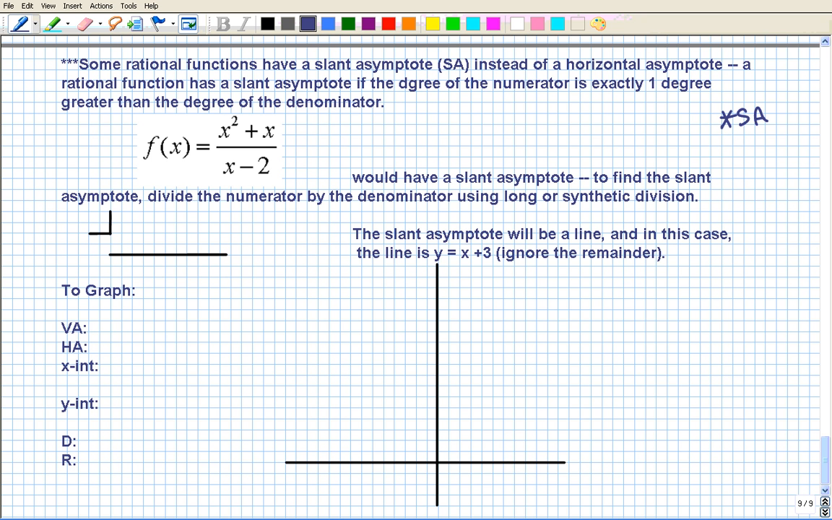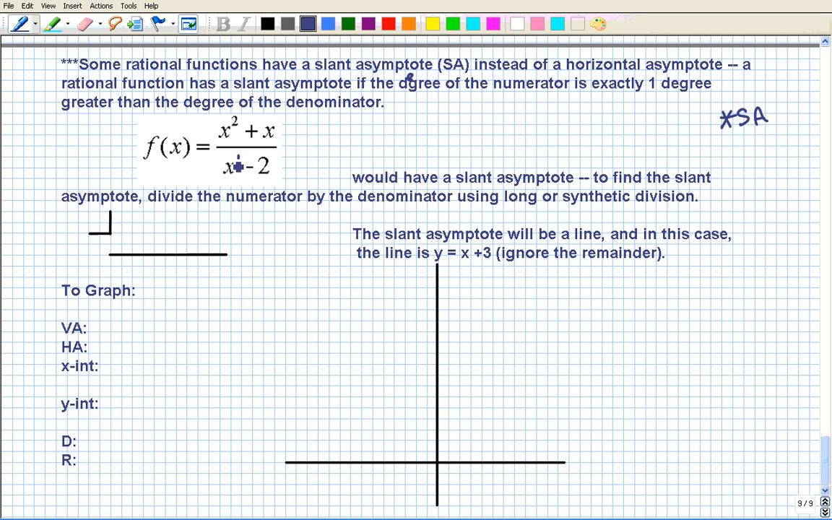So for a rational function, it's really easy to tell that it has a slant asymptote. It will have a slant asymptote if the degree of the numerator is exactly 1 degree greater than the degree of the denominator. So looking between the two, if the one on top is exactly 1 bigger than the bottom, so that's a 2 and this is a 1, if 2 is exactly bigger than 1, that means this will have a slant asymptote instead of a horizontal asymptote. So this would have a slant asymptote.